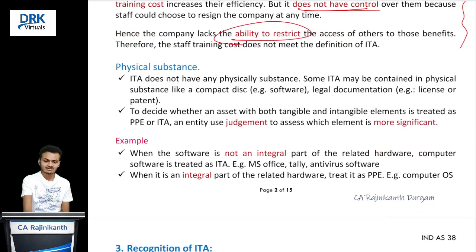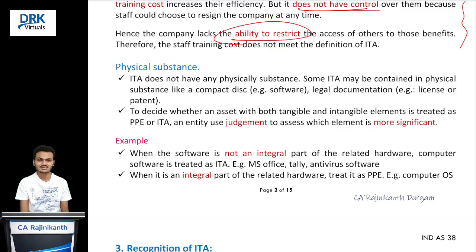And coming to the physical substance, as we discussed, an intangible asset is an identifiable non-monetary asset without physical substance. It means what? By their inherent nature, they don't have physical substance. However, some intangible assets are contained in physical substances, physical devices. So it means what? They have both tangible elements as well as intangible elements.